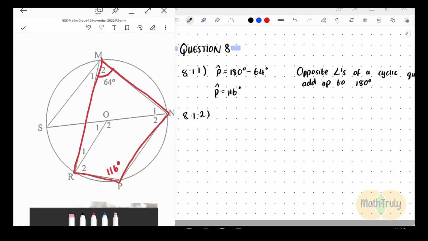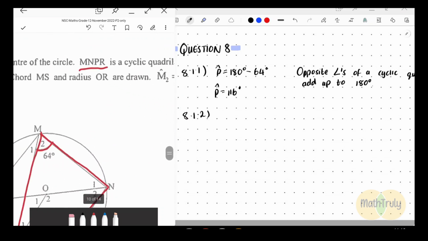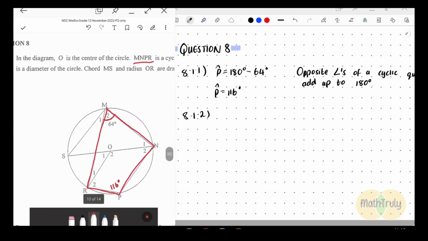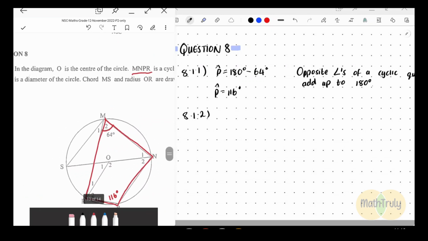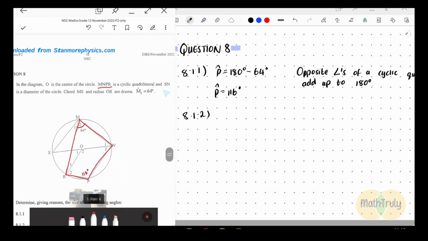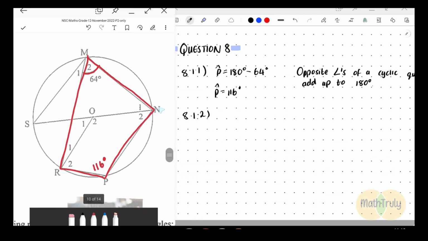So depending on where it is at the circumference. And they told us that we had a diameter. Another helpful thing that you can do is always look back at the scenario just to see anything that you might have missed. So they told us that SN is a diameter. Since SN is a diameter, the angle subtended by a diameter in a circle is always 90 degrees. And so since SN is our diameter, it means that this whole angle here adds up to 90 degrees.